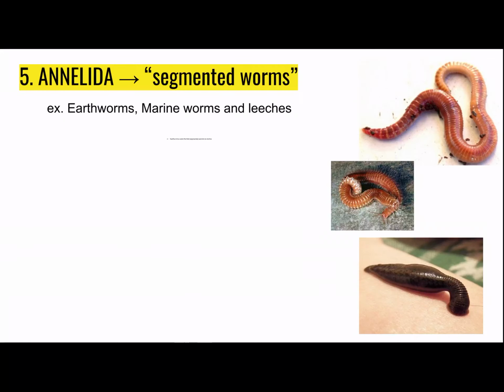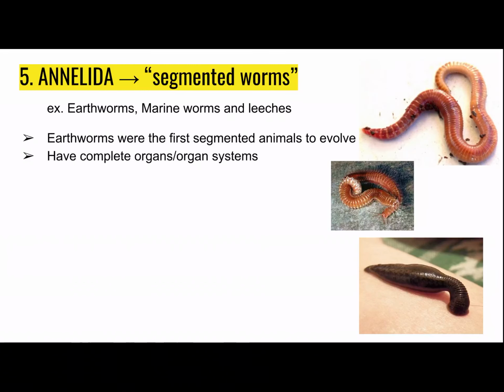All right, so let's take a look at some things here. First of all, earthworms were the first segmented animals to evolve. And they have complete organs and organ systems. Believe it or not, for something so small and so simplistic, they actually do have complete organ systems like we have.